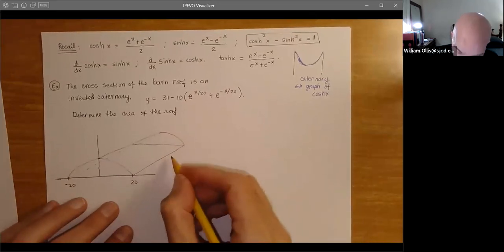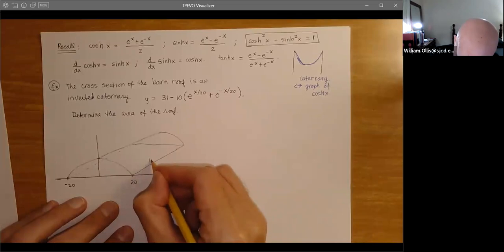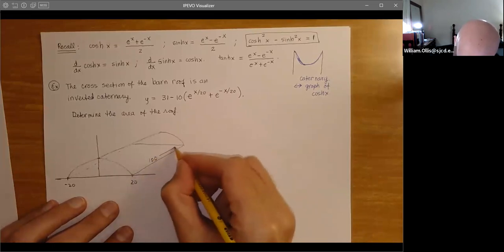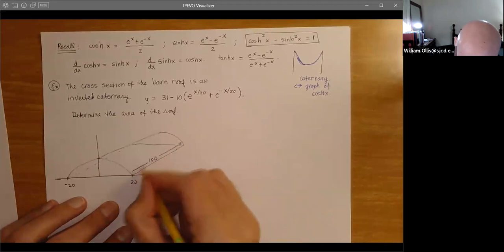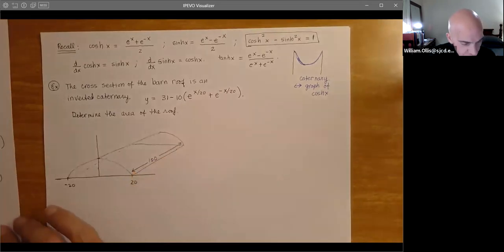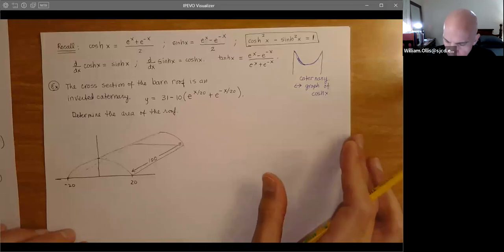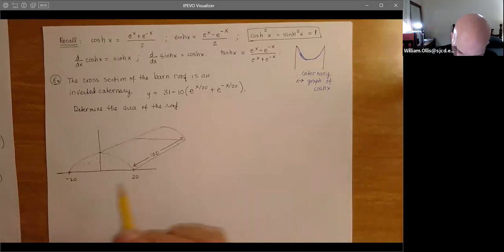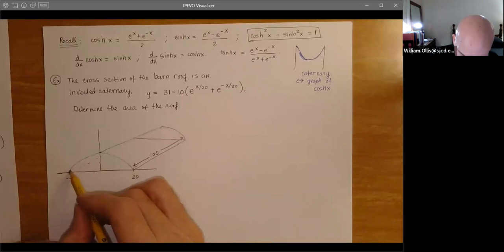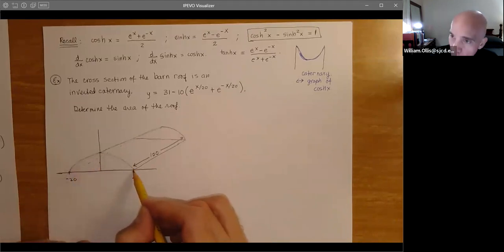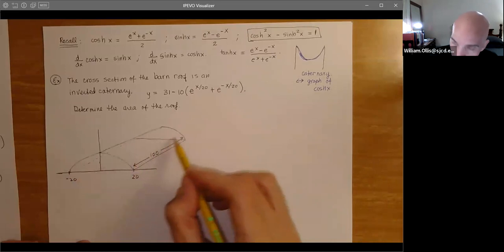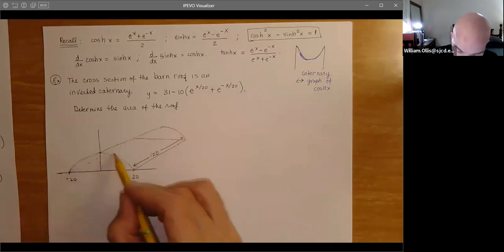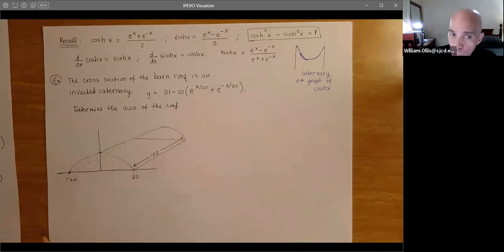And this distance here is 100. In this case it may be feet or whatever, but that's not important. The dimension is okay, feet or meters or whatever. What we need to do is compute the arc length of the catenary, and then just multiply by the breadth. So once we have the length of this curve, we can multiply by 100 to get the actual area of this roof.